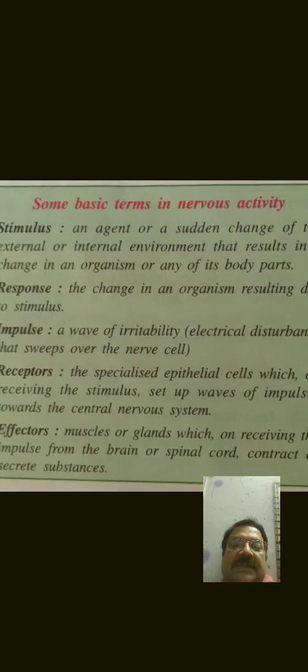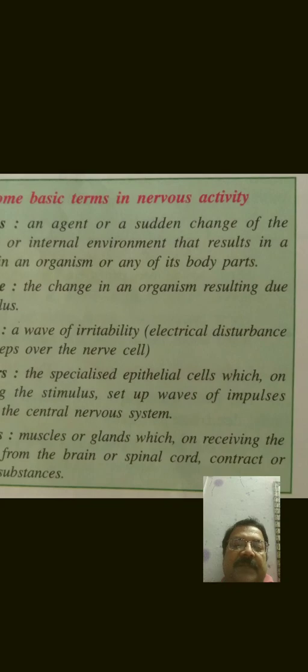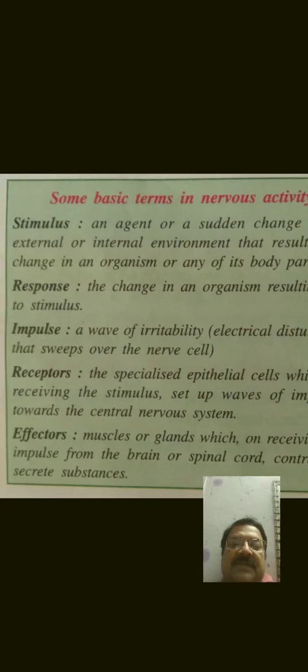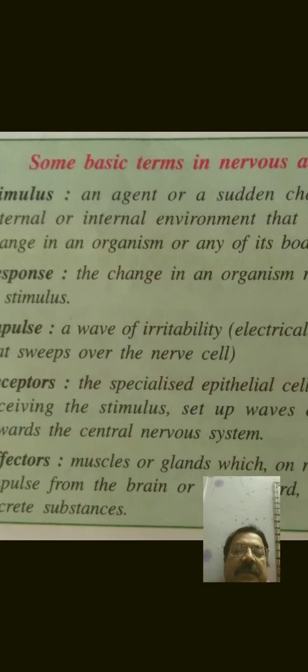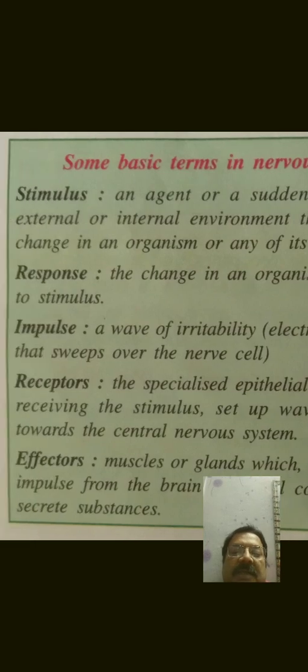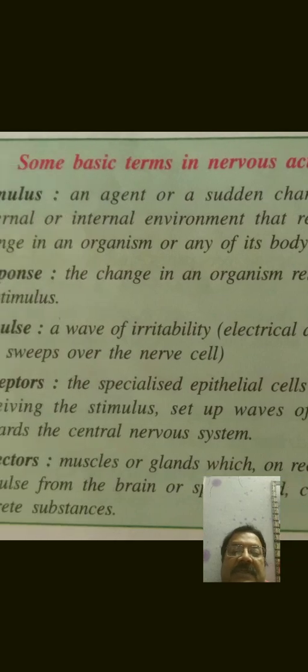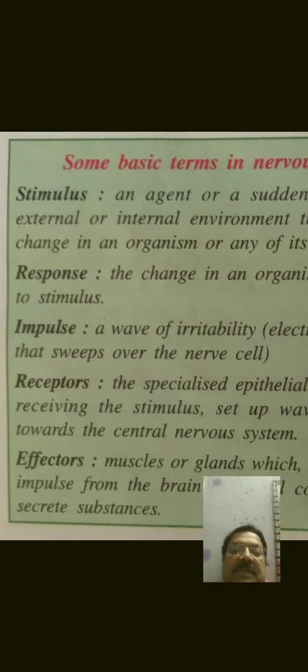Now, impulse. Impulse is a wave of irritability, an electrical disturbance that sweeps over the nerve cells. Next are the receptors. Receptors are specialized epithelial cells which, on receiving the stimulus, set up a wave of impulses towards the central nervous system.